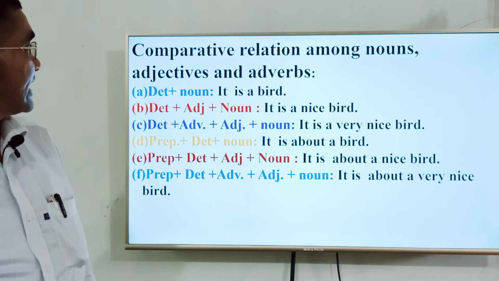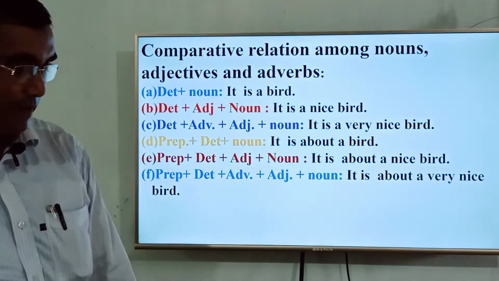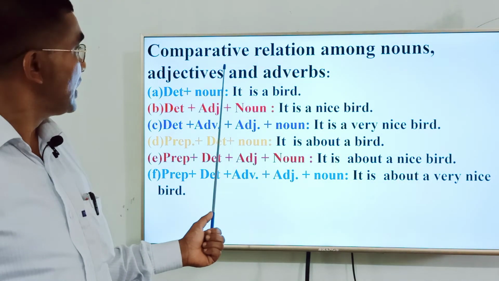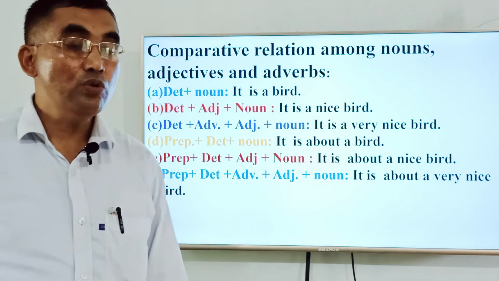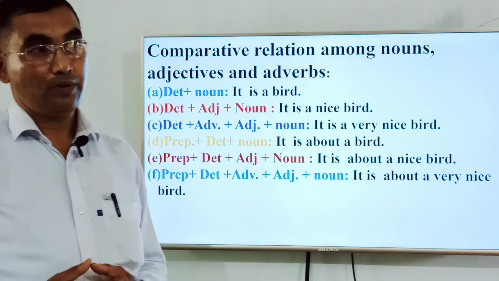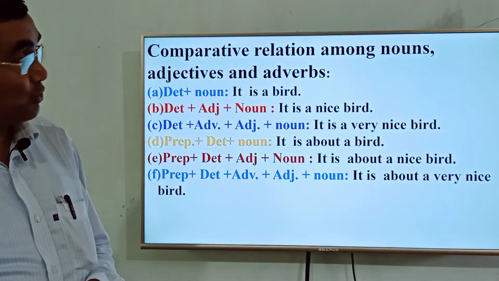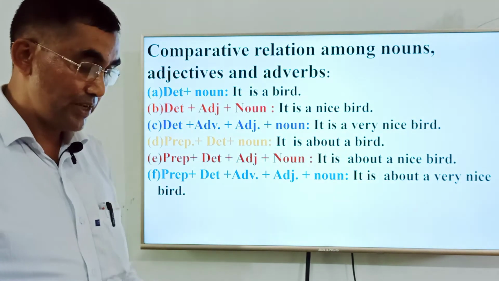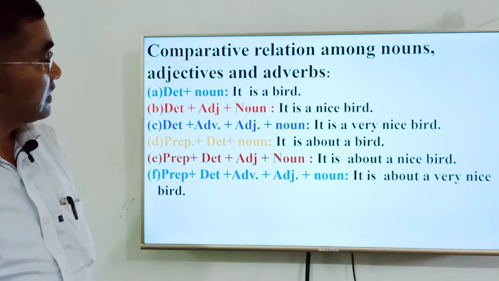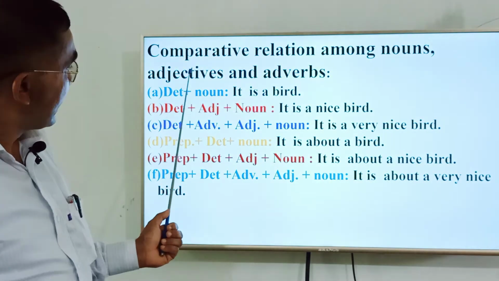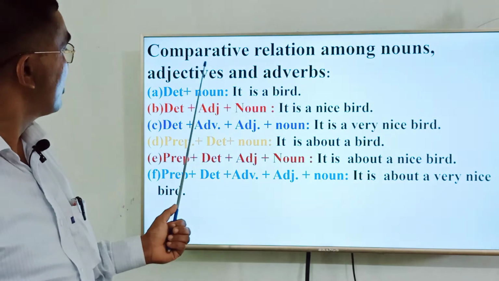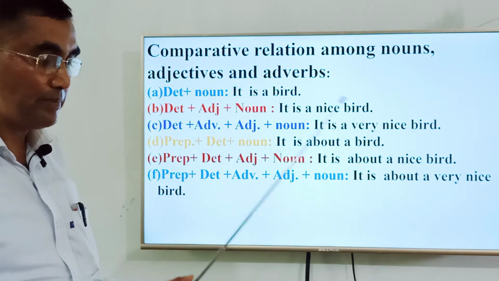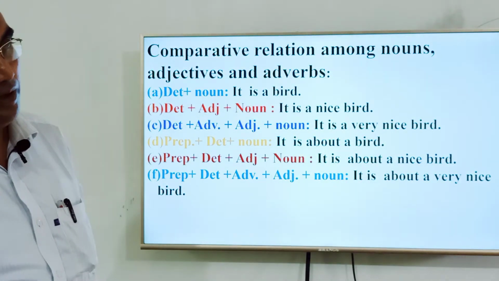Next, see the second slide: comparative relation among nouns, adjectives, and adverbs. That means when we use different parts of speech in sentences, namely nouns, adjectives, adverbs, prepositions, etc., how can you tackle them? In that case, you must have good knowledge about determiners. I will discuss what is meant by determiner later in my next slide.